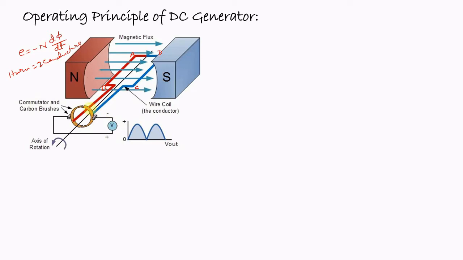But this EMF is collected from the commutator segment, then to the brush, and then to the external circuit. So when the alternating voltage is supplied from the armature winding to the commutator and then through the brush, its polarity becomes unidirectional, and this alternating voltage is converted to a DC voltage. So a unidirectional current is obtained.